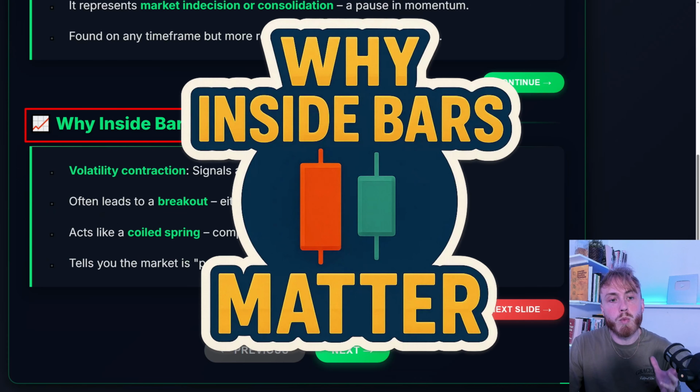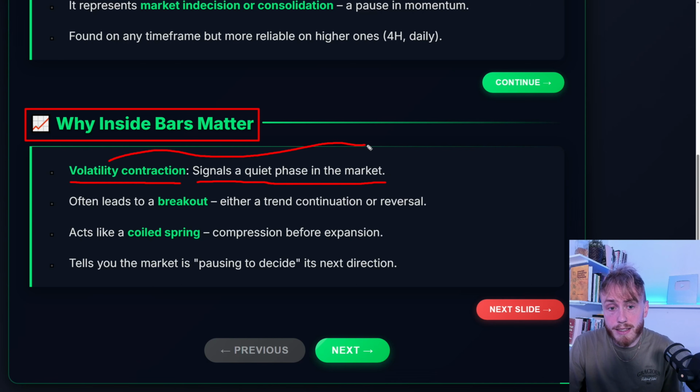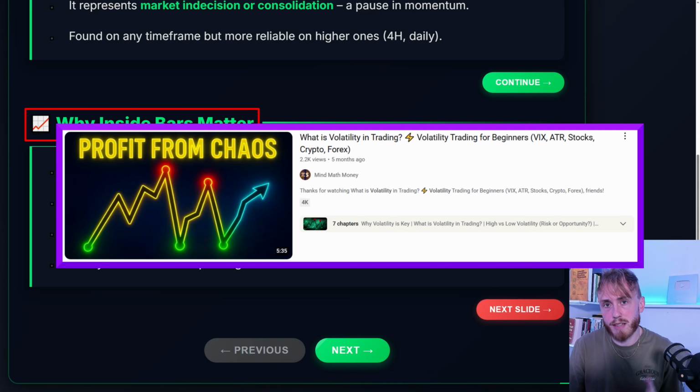But right, so quickly, why do inside bars even matter? Why should we as traders pay attention to them? Well, first of all, they tell us something about volatility contraction. This basically means that we have a more quiet phase compared to the previous candle. And if you don't know what volatility is, don't worry, because I do have a video. I highly recommend checking that video out if you are taking trading seriously, but do watch that one after this video.